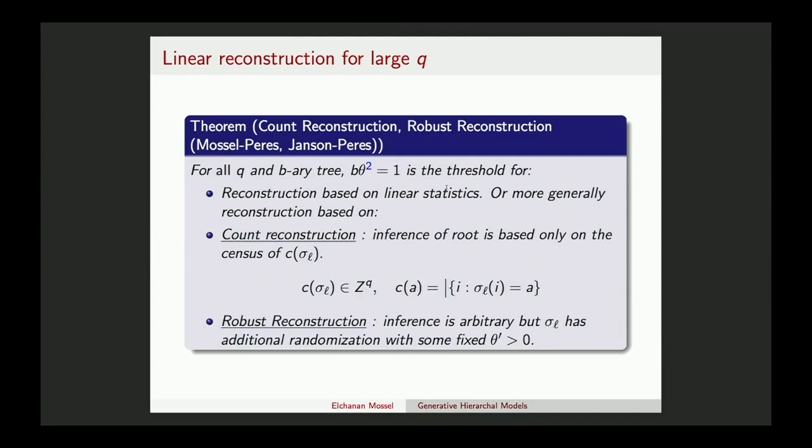The difference between this and the original problem is that in the original problem I know where each person is sitting, so I know this one is red and his brother or sister is also red, so maybe I can use these correlations. And it's also the threshold for something called robust reconstruction, which I won't really define. So far, very boring. Everything is linear statistics, and I promised you something nonlinear.